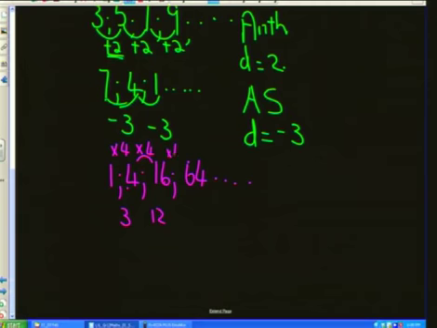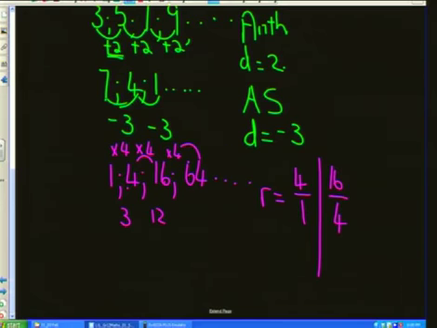And if I times 16 by 4, I will get 64, which means my R, remember, is determined by taking 4 divided by 1, term 2 divided by term 1, or 16 divided by 4, which again will give me 4, or it could even be 64 divided by 16, which again would give me 4. So I have a constant ratio, an R, of 4.